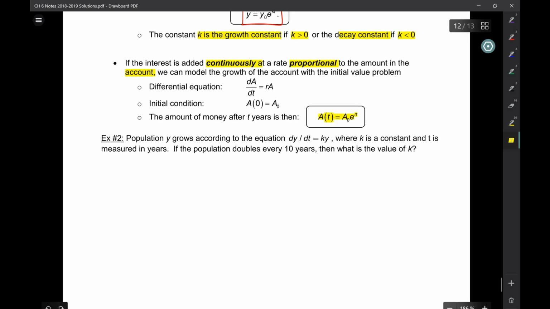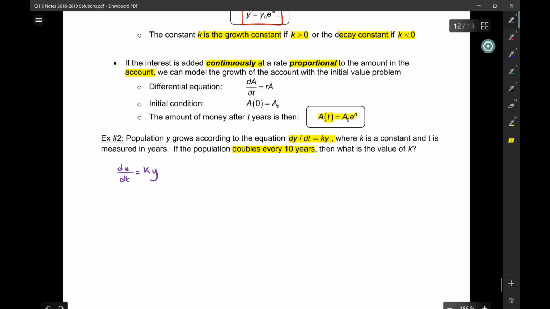So, take a look here. Population Y grows according to the equation this, where K is a constant and T is measured in years. If the population doubles every 10 years, then what is the value of K? All right, so my equation is dy/dt is equal to ky.